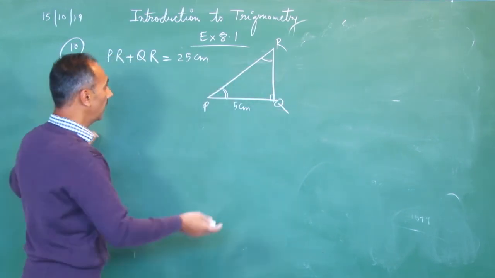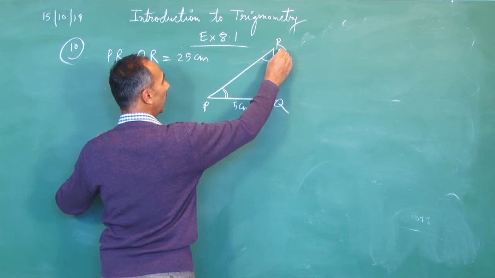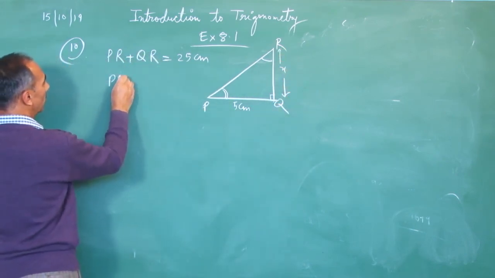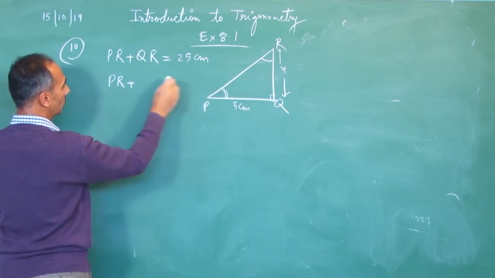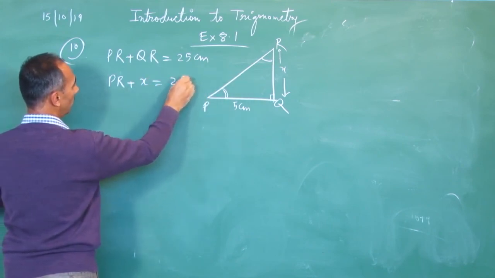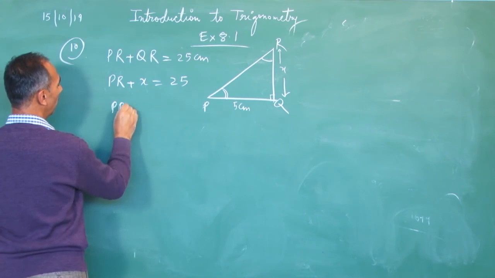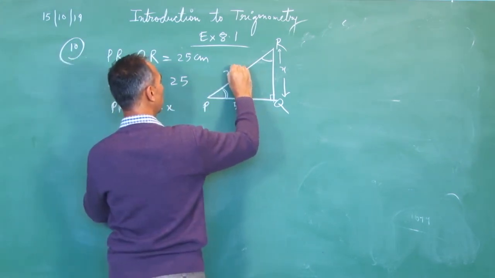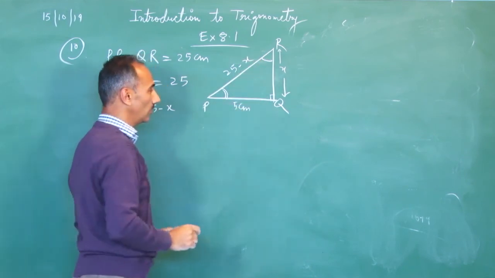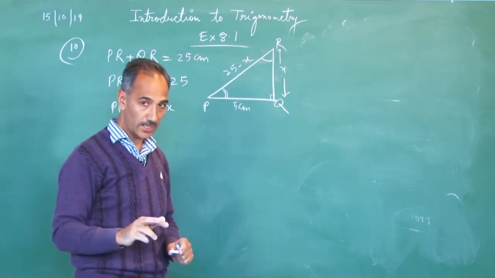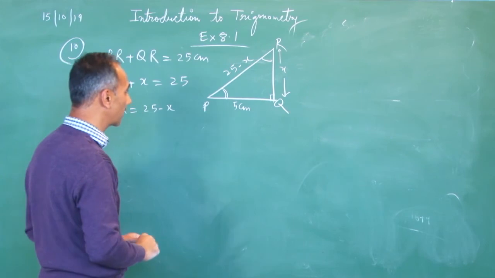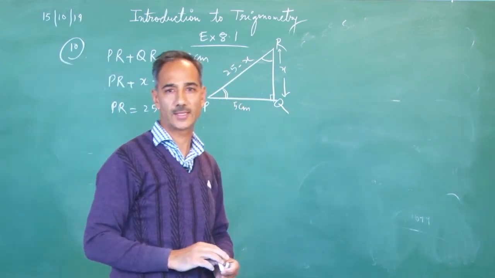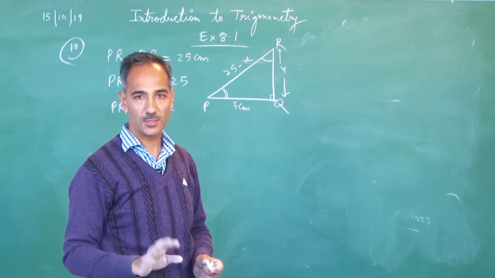10, and so on. If I take this length as X, so QR I suppose as X, and PR plus QR is 25. That means my PR is 25 minus X. So this length is 25 minus X. So now you have two sides of the right triangle in terms of X. We need to find the value of X. How will you find the value of X? If you have an equation in terms of X only.